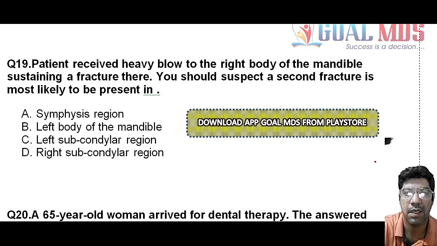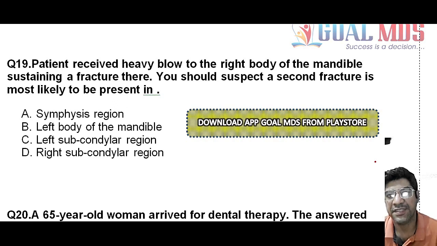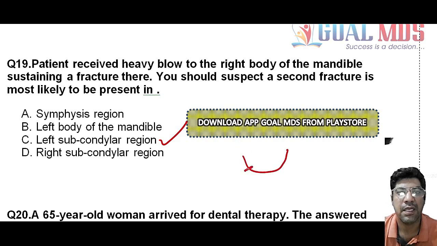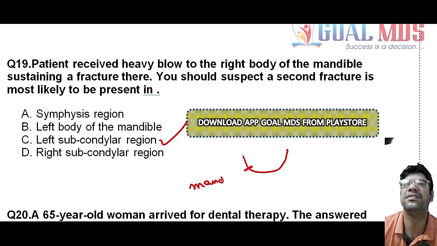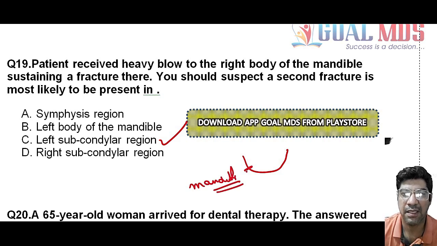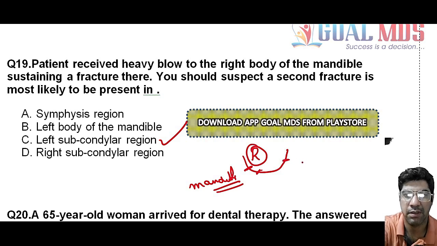Moving to the next question. A patient received a heavy blow to the right body of the mandible, sustaining a fracture there. You should suspect a second fracture. The answer should be C. When a patient sustains a fracture to one side of the mandible, particularly in the body of the mandible, in this case the right side, there is a possibility of a second fracture.